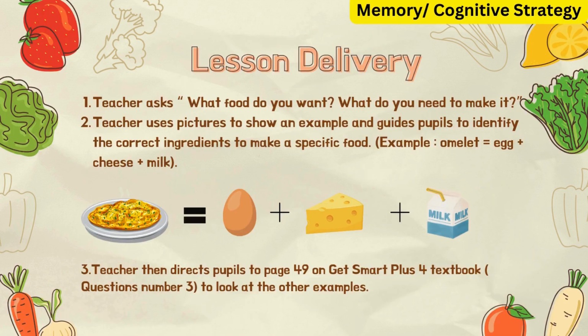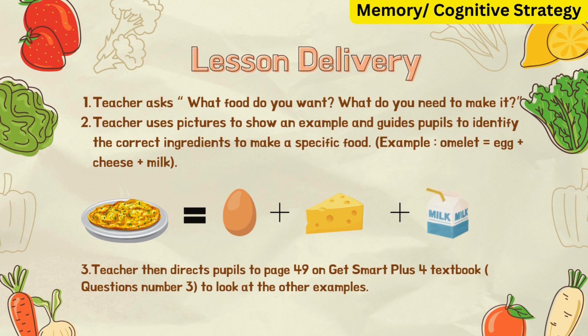The next phase is lesson delivery. At this stage, people will need to use memory and cognitive strategies. To do the activity, the teacher needs to ask students, what food do you want and what do you need to make it? The teacher uses pictures to show examples and guide people to identify the correct ingredients to make a specific food. For example, if the student answers, I want to have an omelette, then they should be able to tell that they need eggs, cheese, and milk to make this specific food.